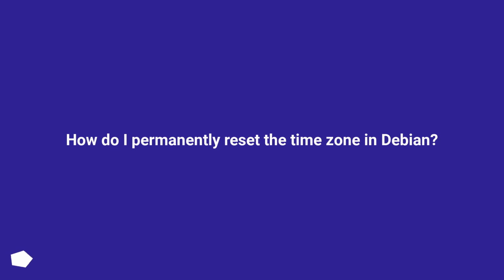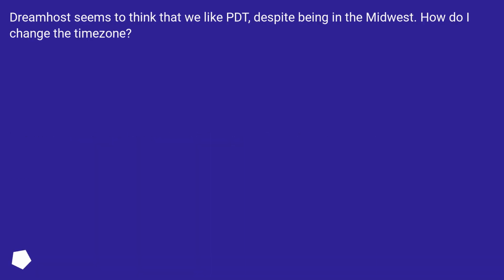How do I permanently reset the time zone in Debian? DreamHost seems to think that we like PDT, despite being in the Midwest. How do I change the time zone?